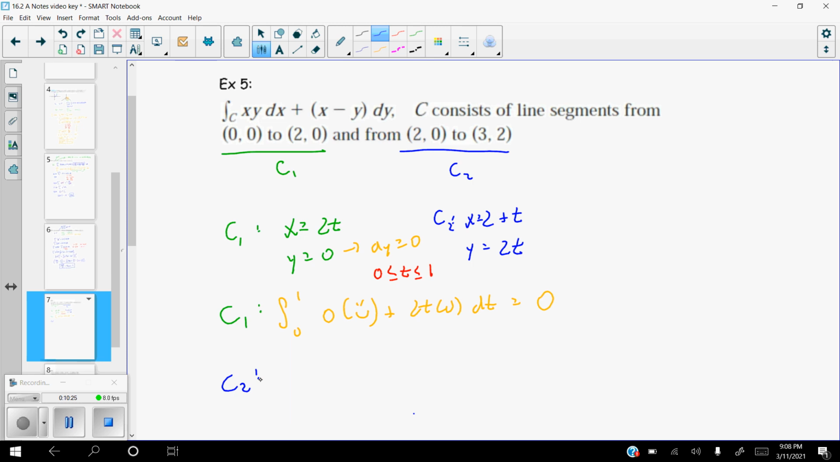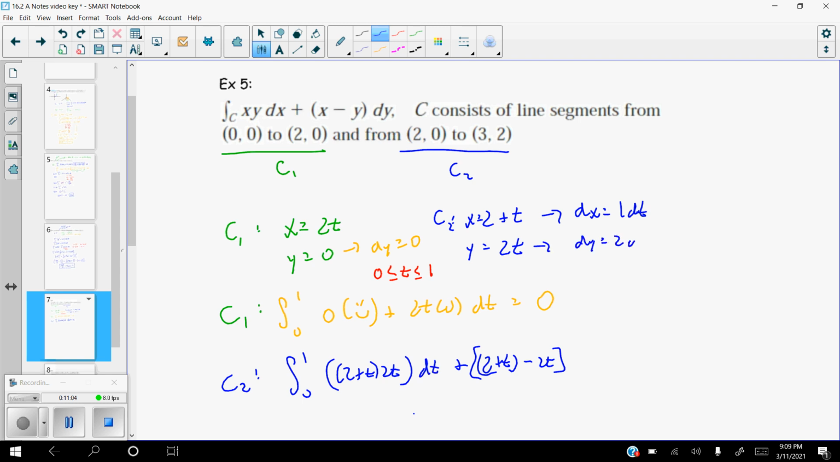For C2, we're going to need xy, which is 2 plus t times 2t. So the integral from 0 to 1 of (2 plus t) times 2t dx. From the C2 part, the derivative of the x part is 1 dt, so we'll get dt there. Plus x minus y, which is 2 plus t minus 2t, dy. The derivative of y here is going to be 2 dt.